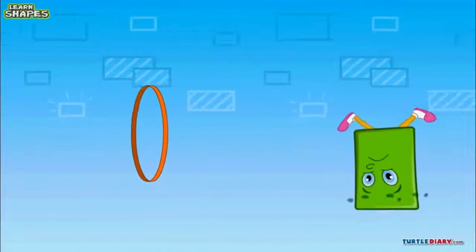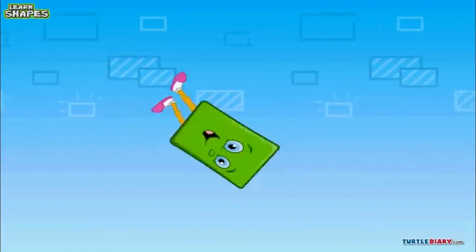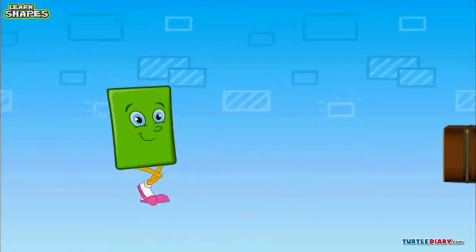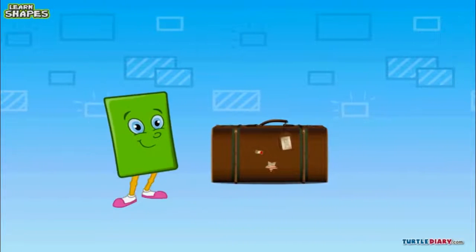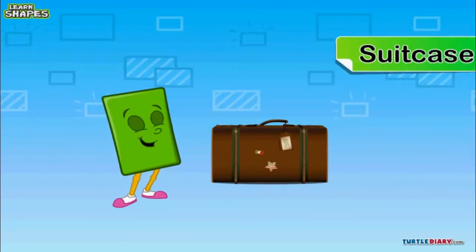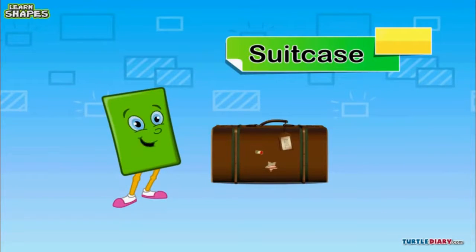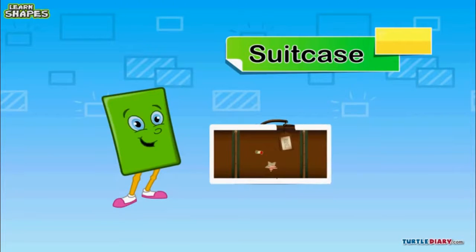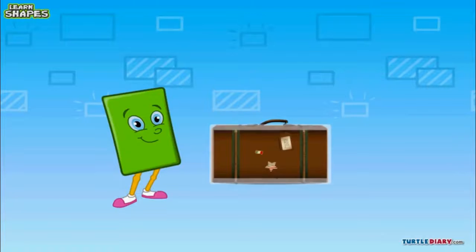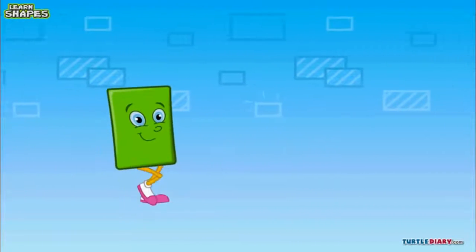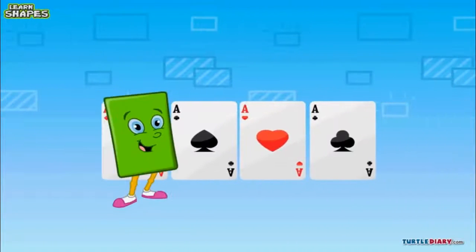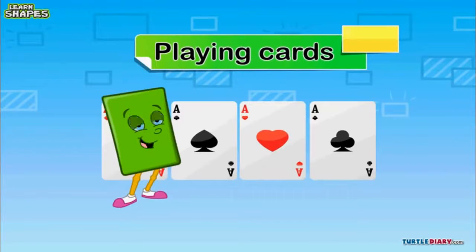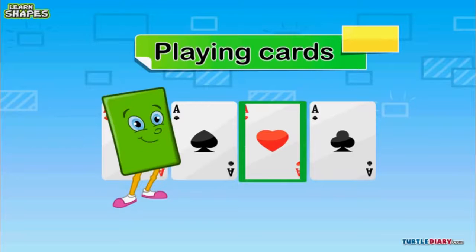Let's see what else we have here. I can see a suitcase here. What's the shape of this suitcase? You're right. It's a rectangle like me. Wow, here are some playing cards. Each one is a rectangle just like me.